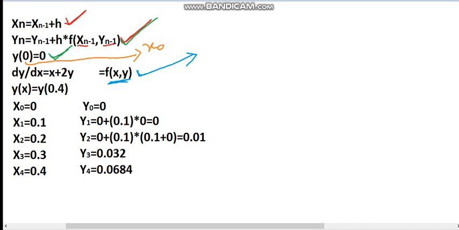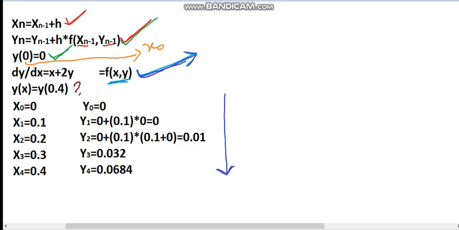Now we want to find out the value of y of 0.4, which means when x becomes 0.4, what will be the value of y for this particular differential equation. If you solve this differential equation, what will be the value of y at x equal to 0.4, that we have to find out. In order to find this, we have to go through some steps that are described on this side.